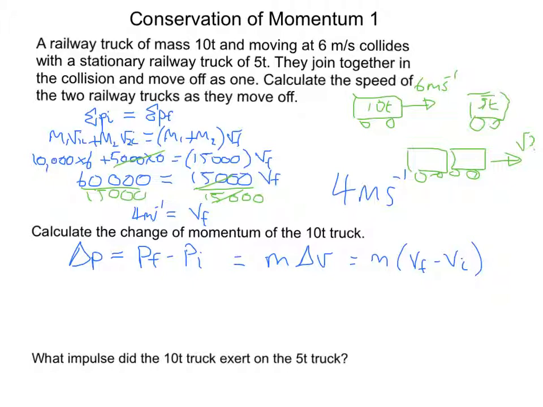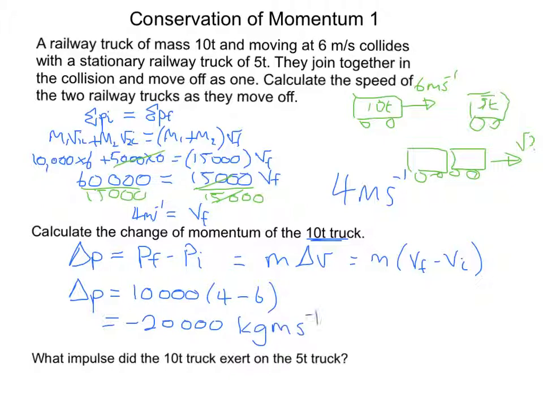So in our case we're just looking at the 10 tonne truck, we're not looking at the whole system. So our change of momentum will be equal to the mass of 10 tonnes or 10,000 kilograms multiplied by the final velocity of 4 metres per second less the initial velocity of 6 metres per second, which will be equal to negative 20,000 kilogram metres per second. Or that would be a momentum change to the left.